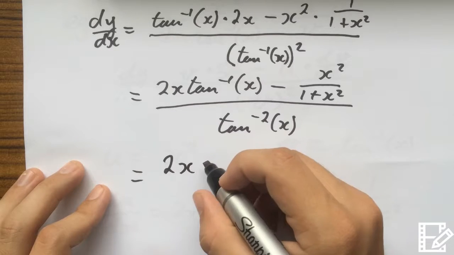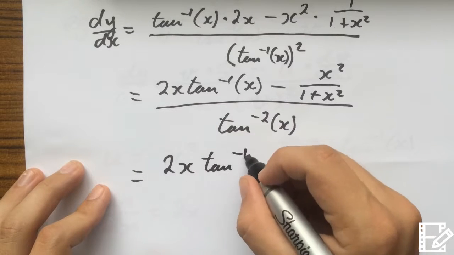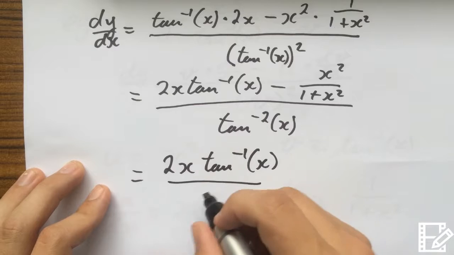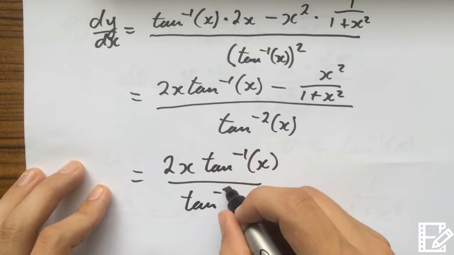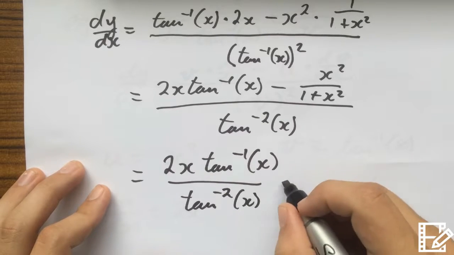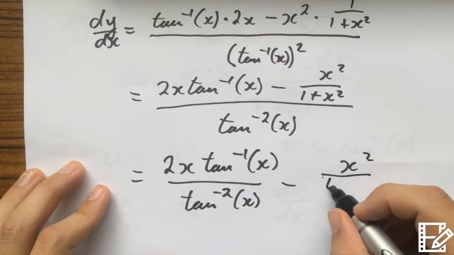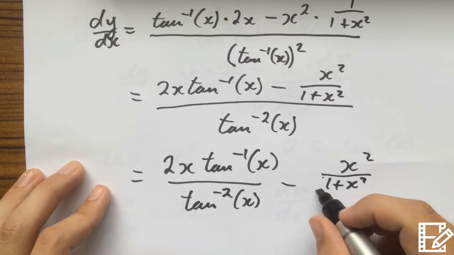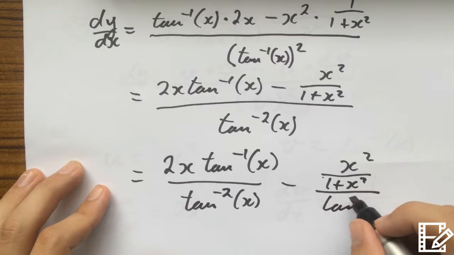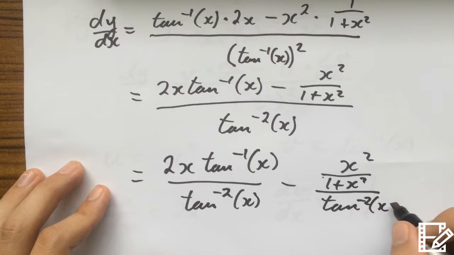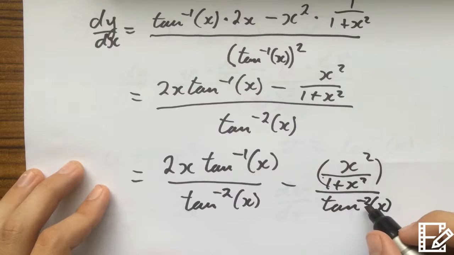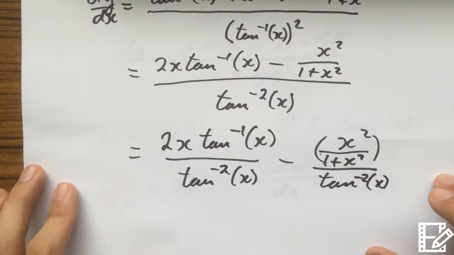I'm going to have a tan⁻¹x to the power of negative 2 on either side of the minus. So we have 2x tan⁻¹x over tan⁻¹x squared minus x squared over 1 plus x squared over tan⁻¹x, and to the power of negative 2. Okay, that's what it's going to look like.